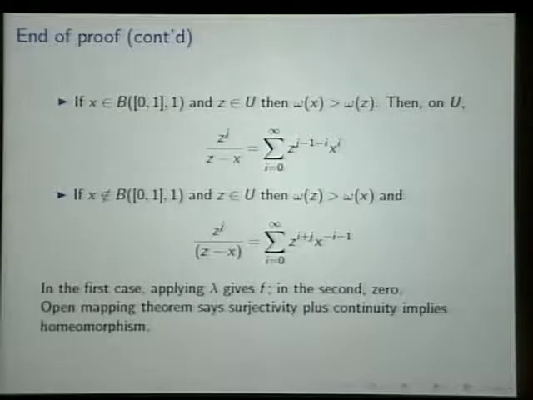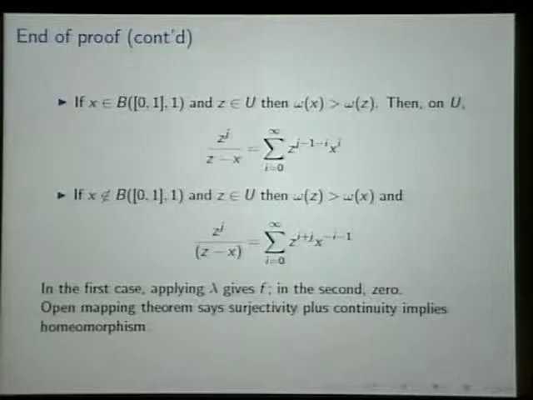And once again, it's the geometric series. If you look at z to the j over z minus x and you expand it as a power series, remember, x lies in this disk and z lies in the annulus u. There are really two possibilities here. You have an annulus in projective space, and then it has an inside ball and an outside ball. We're trying to reconstruct the function, which is f on the inside ball and 0 on the outside ball.